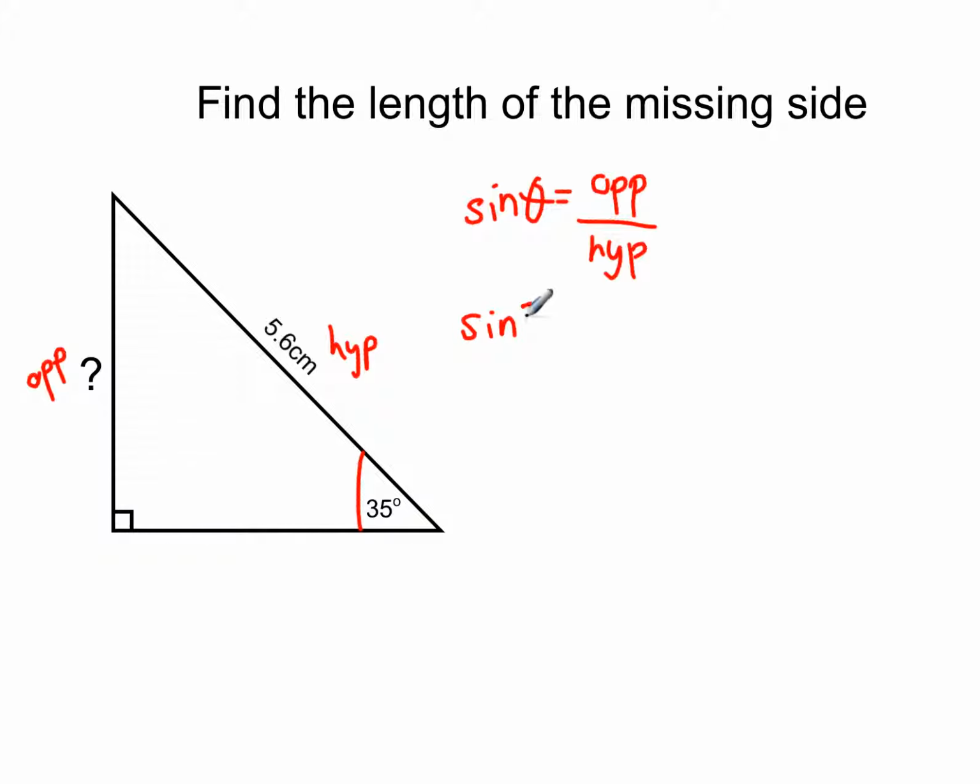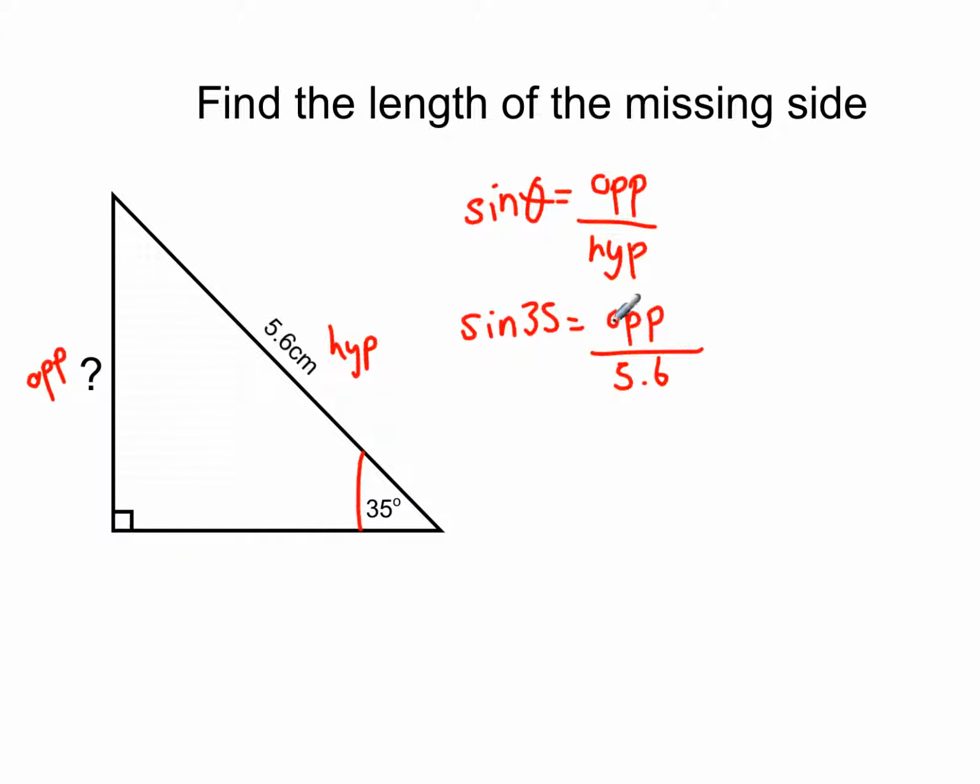So we can just sub in what we know here. Sine of 35, and on your calculator you can punch the button sine and it'll open up a bracket for you. Put in 35 and close the bracket, and that's it. Is equal to the opposite, that's our unknown, over the hypotenuse, which in this case is 5.6 centimeters. So we have an equation with an unknown. This is just a number. This is just a number. So an equation with an unknown, how do we solve that?